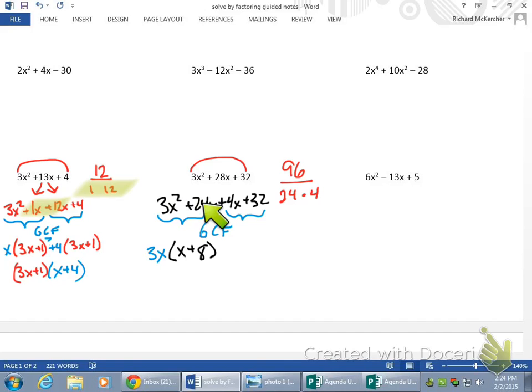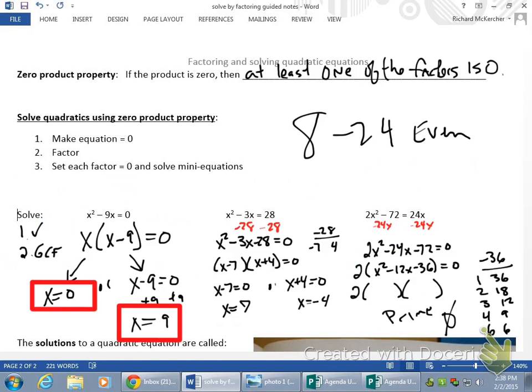So the GCF of this first group is 3x, and the leftovers is x plus 8. The GCF of the second group is just a 4, and the leftovers is x plus 4. And you can double check that just by distributing here and distributing here. And look, you did have the match, so you're good. This is the one that is a prime, so I'm just going to skip that example. Alright.